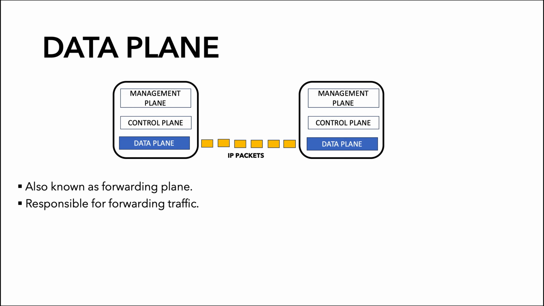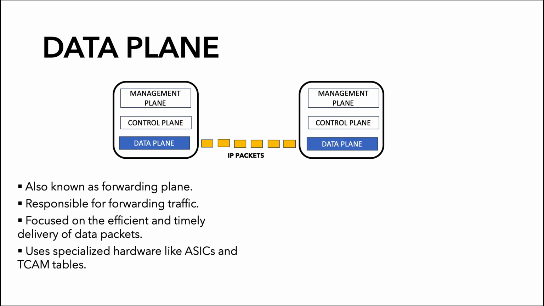The data plane is responsible for forwarding traffic. Anything to do with receiving data, processing data, and forwarding that same data, whether you call the data a frame, a packet, or more generically a message, is part of the data plane. So the data plane is focused on the efficient and timely delivery of data packets. For those tasks to be executed as fast as possible, they use specialized hardware like ASICs and TCAM tables.